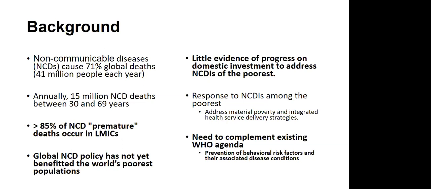We note that responding to NCDIs in the poor populations will require not only health interventions in terms of treatment, buying drugs, more equipment, but we also need to look at addressing material poverty and integrating health service delivery. So the NCDI Commission comes to complement the WHO agenda, which we've had for a while, which is focusing on 5 major non-communicable diseases. I think we already know them: diabetes, cancer, hypertension, cardiovascular diseases, chronic respiratory diseases, mental health, and the modifiable risk factors.